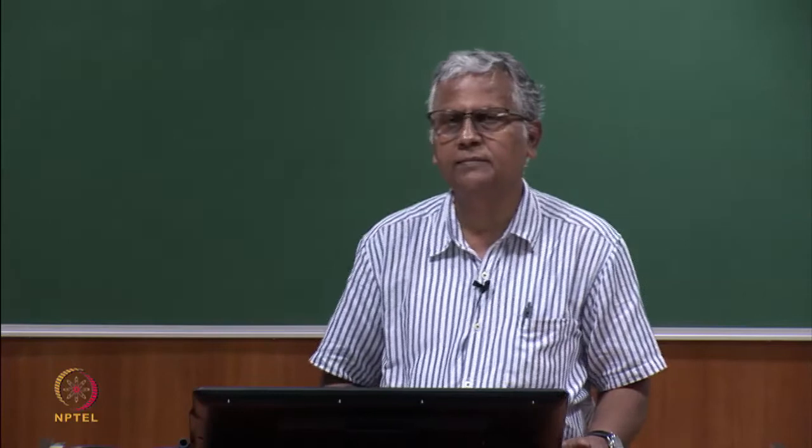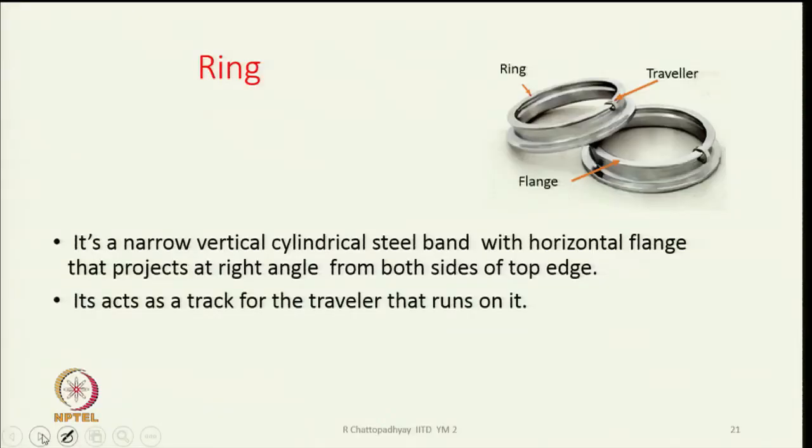Now, we go to another important element of the twisting process, we call it ring, and we will also discuss the traveler. Now, some rings are shown here. It is a narrow vertical cylindrical steel band with a horizontal flange that projects at right angle. See, this is the flange, this is the flange, these are the flanges. It acts as a track for the traveler that runs on it.